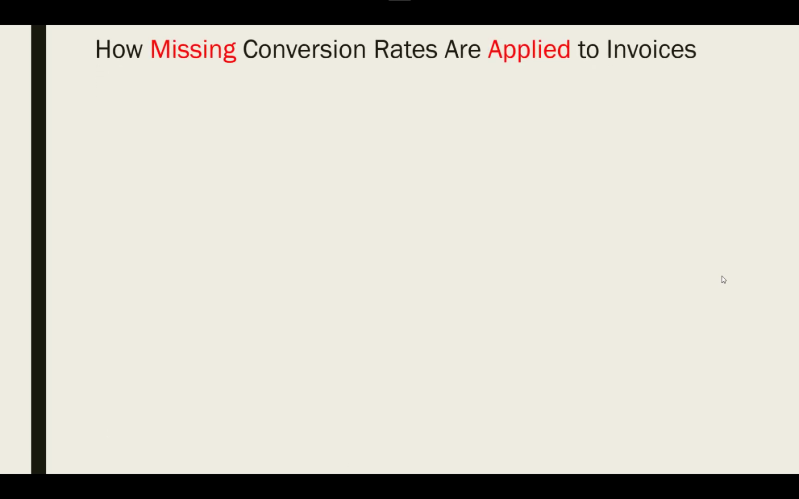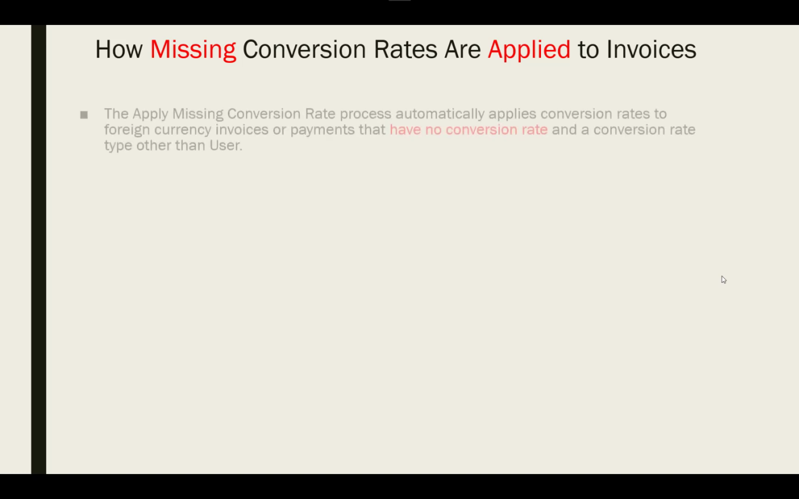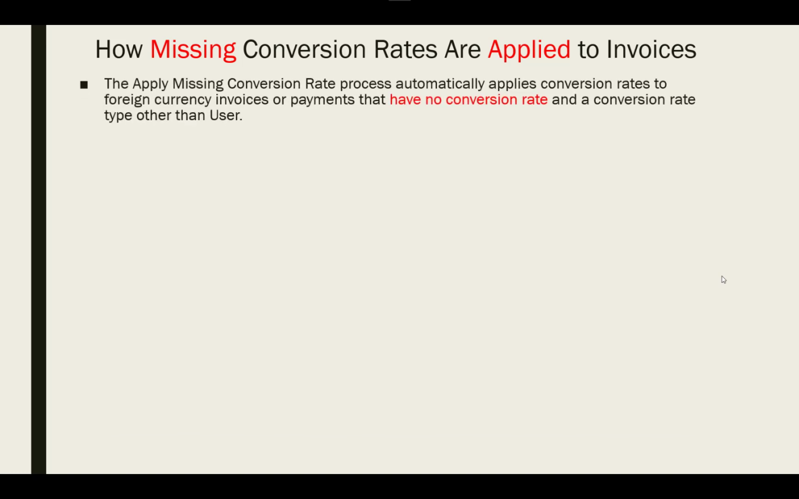What is the meaning of missing conversion rate? The apply missing conversion rate process automatically applies conversion rates to foreign currency invoices or payments that have no conversion rate and a conversion rate type other than user. For example, if you have a transaction with corporate, spot or fixed, not a user conversion rate, and I didn't define the rate of this corporate in this month, there will be no conversion rate for these transactions. So how to apply it after that?